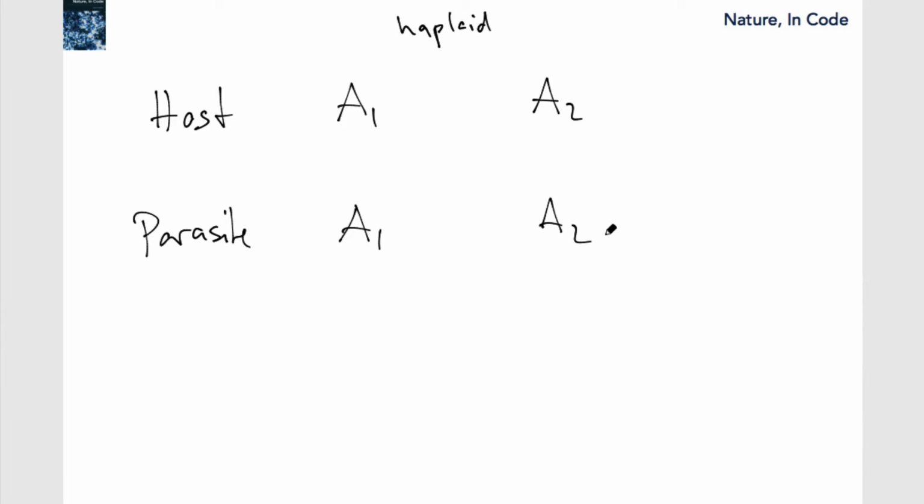And now we can, of course, say, depending on these genotypes, the outcome will be different. And the simplest model we can come up with is a sort of key-lock mechanism. So let's say the A1 parasite can infect the A1 host. So this is infection here, and the A2 parasite can infect the A2 host because they have the correct key, so to speak. But A2 cannot infect A1, and A1 cannot infect A2.